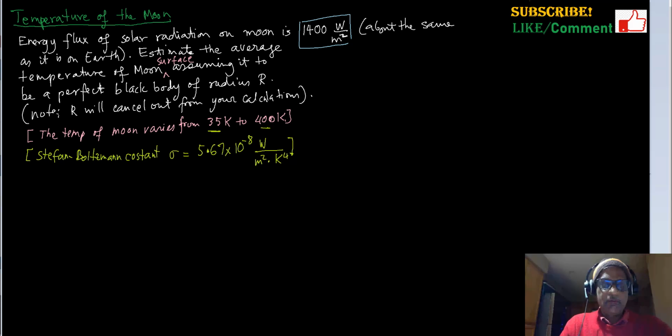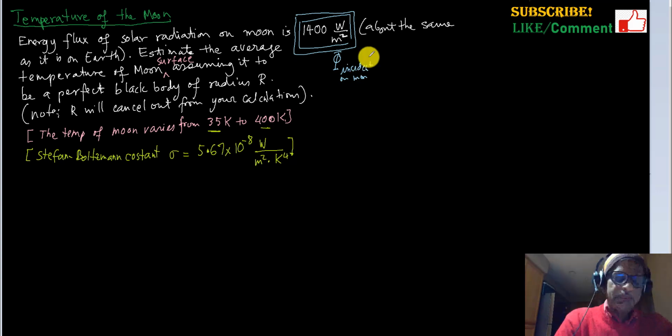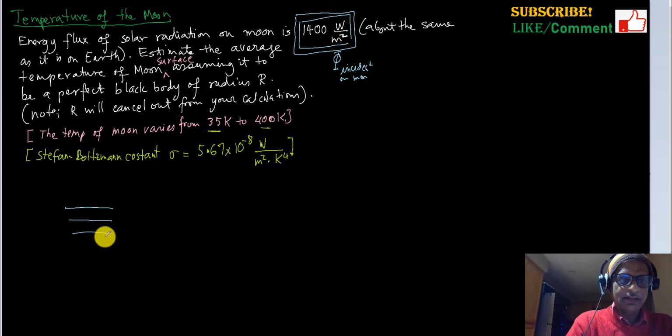So today we have a problem in which we will balance energy coming in with energy going out, and then we'll come to a formula in which we can actually find the temperature of the moon based on the flux of energy that's coming in. What's given over here is a flux of energy that's incident on the moon.